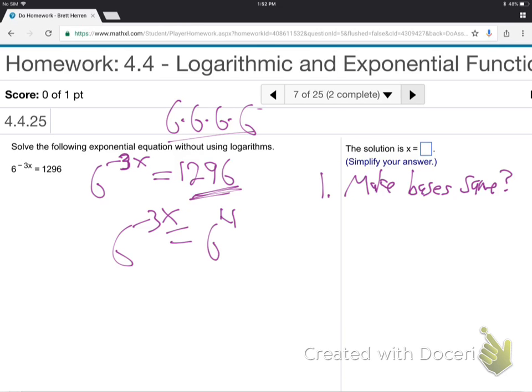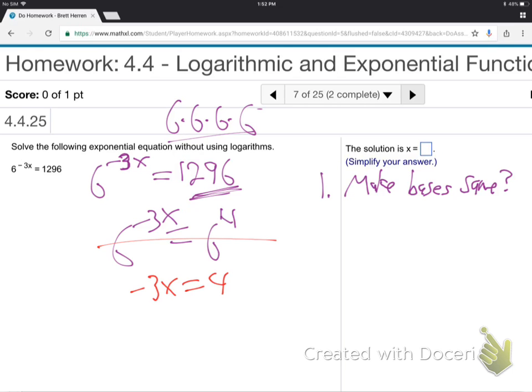See how this method's kind of a little hokey? I mean, they had to make that exactly 1296, right? If that was 1295, then this wouldn't work, right? So it's a little bit of a hokey method. But yeah, if you can make the bases the same, great. Normally, you're going to need to do logs. Anyway, so now we can just cut these out, because if they're equal, the powers must be the same.